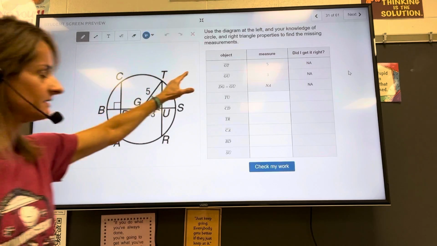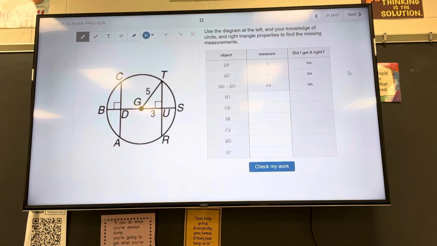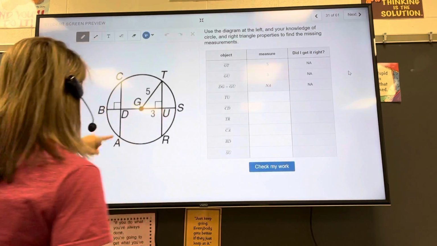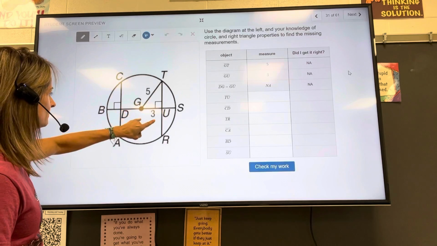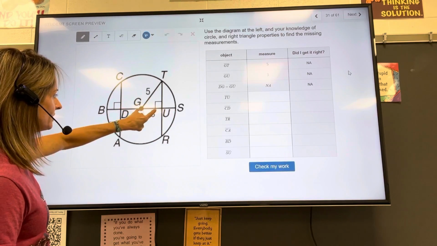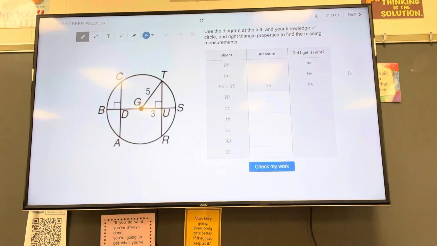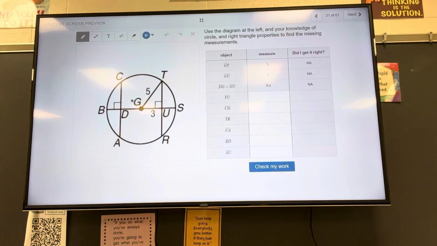So let's see if we can take this information they've given us and make sure it's on the diagram. GT is 5, GU is 3. That's on the diagram. They also tell us that DG is equal to GU. So here, the measure of DG and the measure of GU are equal. GU is 3, so GD is 3. I'll go ahead and put that on the diagram because it is not there yet.